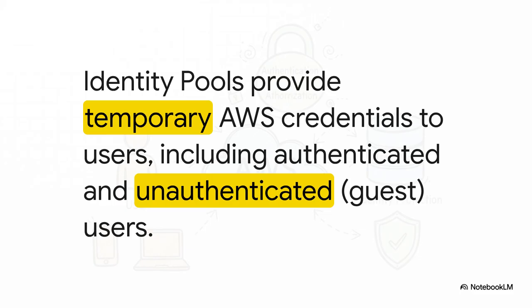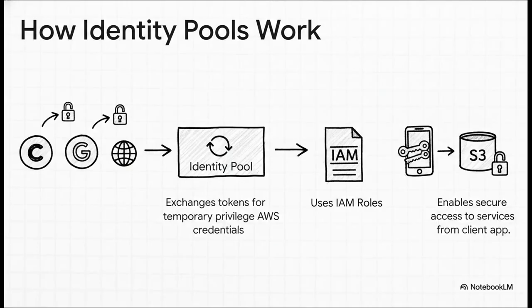And here's a key feature you've got to remember for the exam. This also works for guest users, people who haven't even logged in. It gives them a secure way to get to public resources. So how does this magic actually happen? Well, your app takes that token it got from the user pool and shows it to the identity pool. The identity pool then acts like a broker.